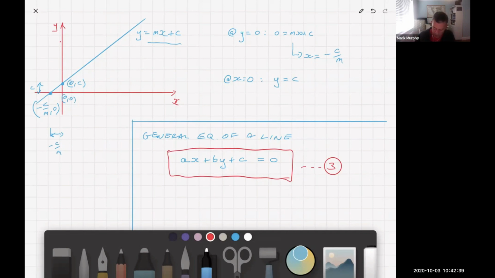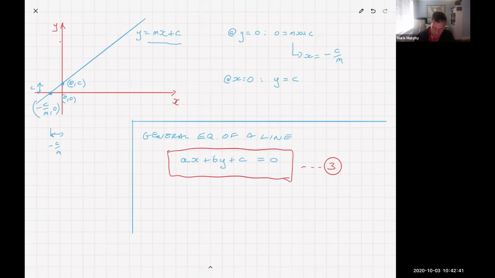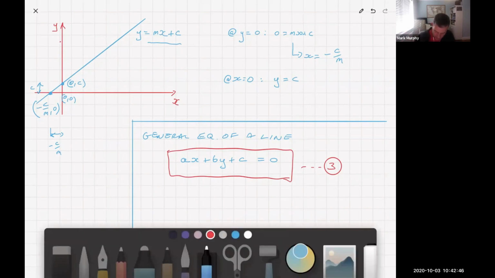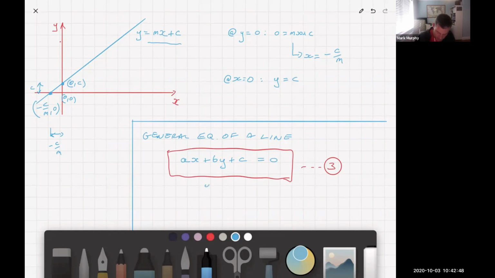Now, one thing about this comes up as well. So maybe I'll write out all 3 again. We had y is equal to mx plus c, didn't we? And what was the other one? y minus y1 equals m into x minus x1. That's the 3 of them.